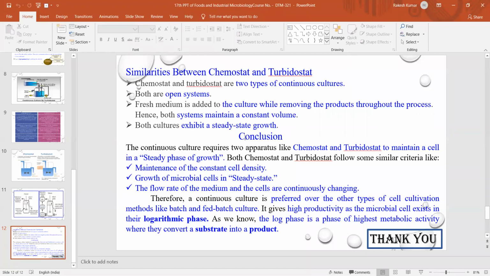So I think this is all about different kinds of fermentation. First of all, we discussed the submerged culture method, then the solid state fermentation method. In the last class, we discussed different kinds of batch method, then fed batch method, continuous method, and today we have discussed the chemostat as well as the turbidostat method. And I think this is all about your fermentation method.